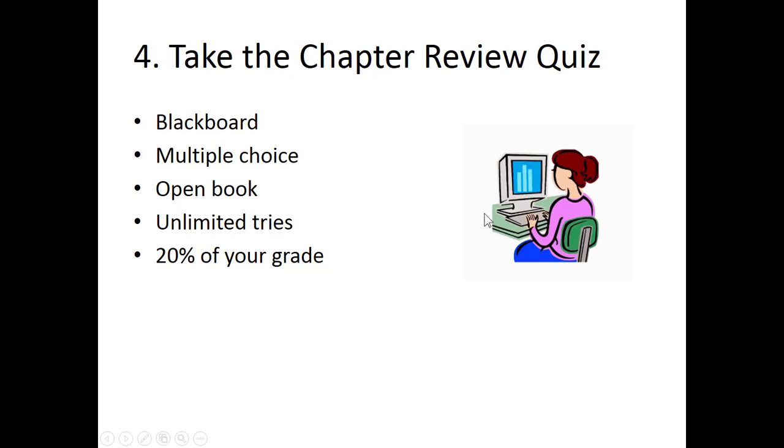And then the fourth thing you do for each chapter is you take the chapter review quiz, which is on Blackboard. It's multiple choice. It's open book. You get unlimited tries, and all the quizzes together are 20% of your entire grade. So, hint, take the chapter quiz again and again until you get a 100% on every chapter quiz, and that will make you well prepared for the midterm and final exam, which is really based upon the chapter quizzes.